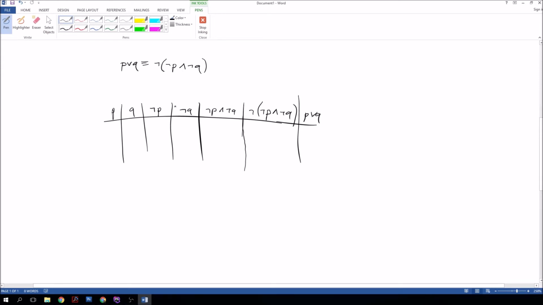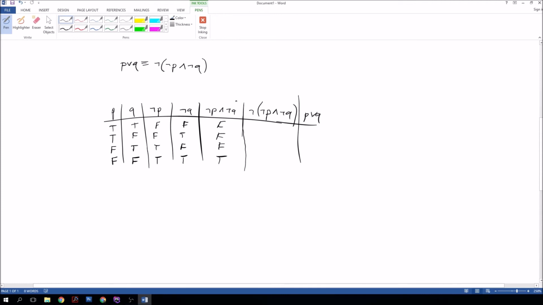So since there are only two variables in this example, we're only going to use true, true, false, false, true, false, true, false. Not P would be false, false, true, true. Not Q would be false, true, false, true. Not P and not Q, false and false is false. This is false, this is false, and this is true.